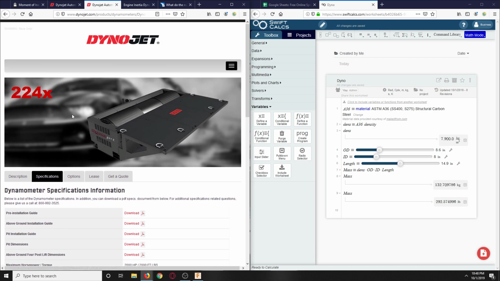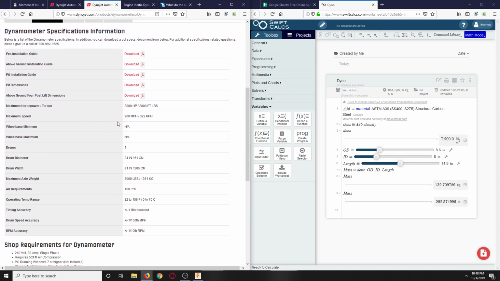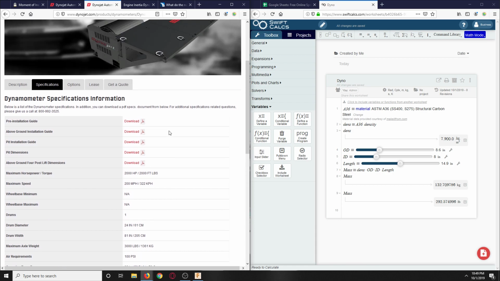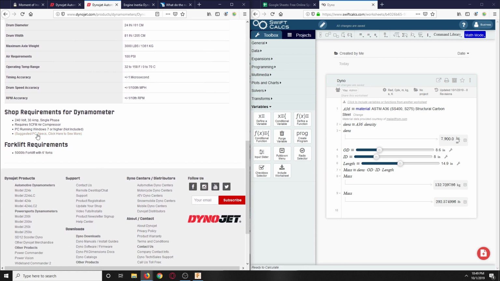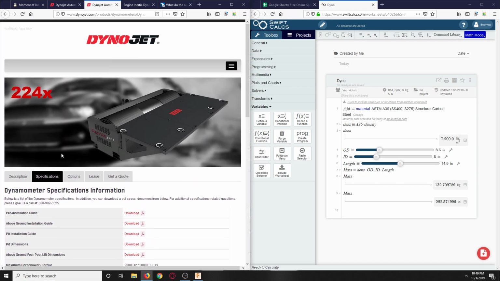Okay, so this is kind of an example, and you can see here that this drum probably weighs quite a bit. Down here it says a forklift. Usually it says forklift, 5,000 pounds. 5,000 pound forklift. Okay, now whether or not it weighs 5,000 pounds is another story. Okay, so we have the mass.